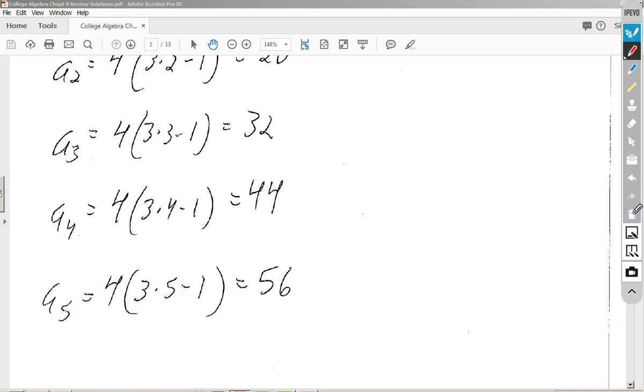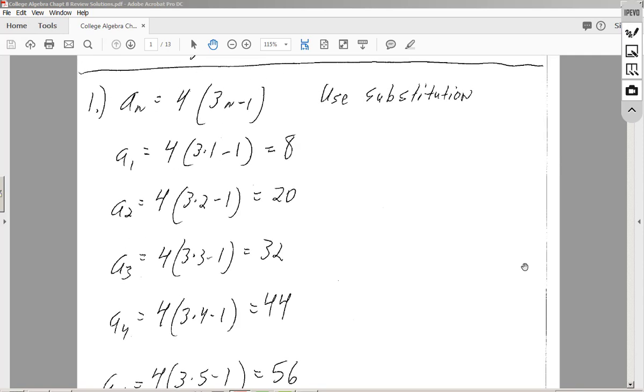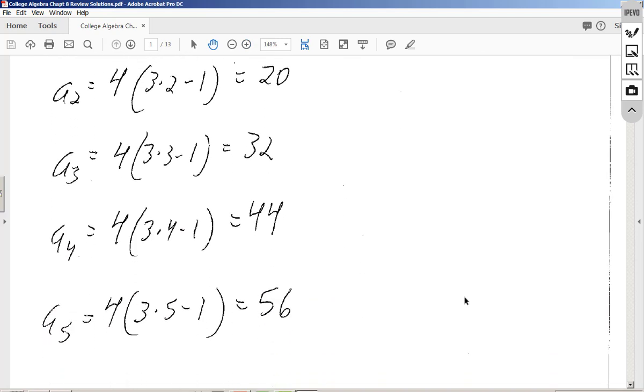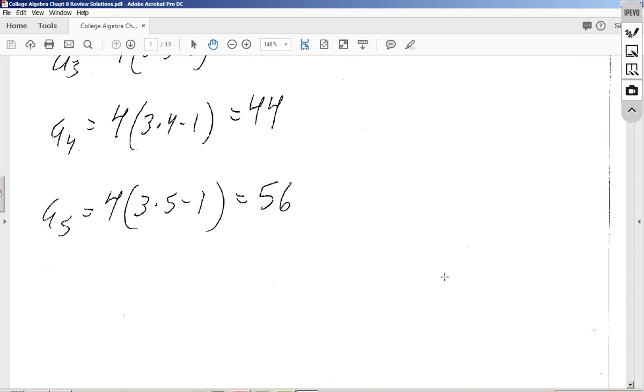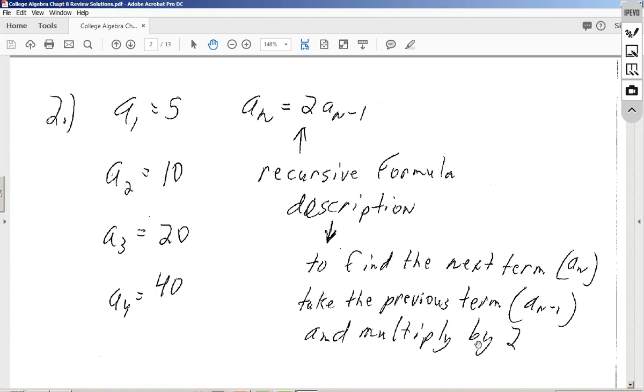So there's your sequence of the first 5 terms. So on the first term, you've got 8, a sub 1 equals 8, a sub 2 equals 20, a sub 3 equals 32, a sub 4 equals 44, and a sub 5 equals 56.